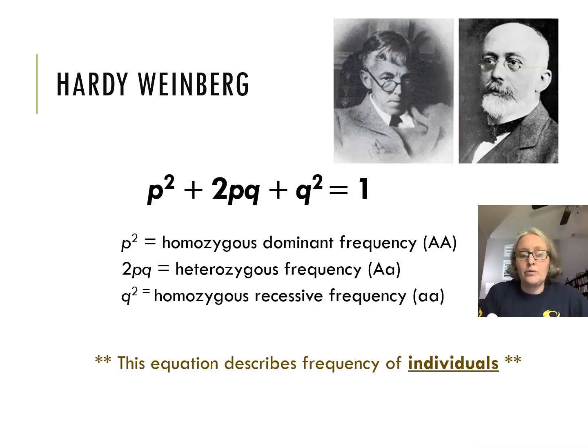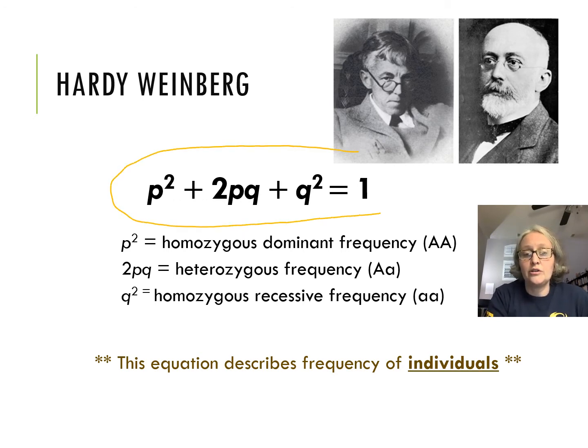With the Hardy-Weinberg equilibrium, they developed an equation that describes populations, which again you should memorize and understand how to use. p squared plus 2pq plus q squared equals 1. This quadratic equation is doing the following. The value p squared represents the frequency of individuals in a population that will be homozygous dominant.